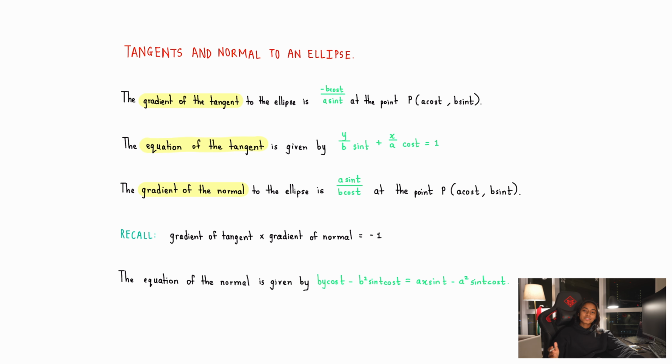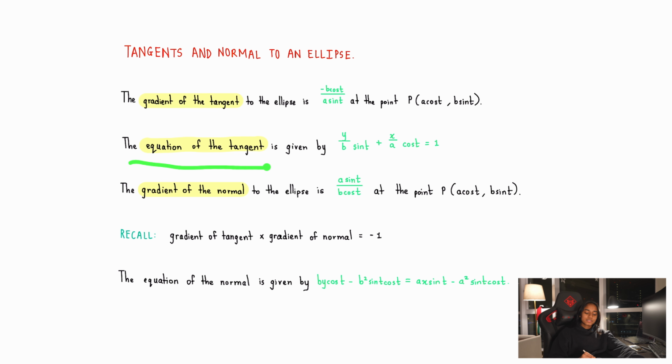Now, some things to note just in case they bring it on the exam. We're going to look at tangents and normals in an ellipse. So the gradient of the tangent in an ellipse is minus b cos t over a sine t at the point P, a cos t, b sine t. Again, things to just remember in case.